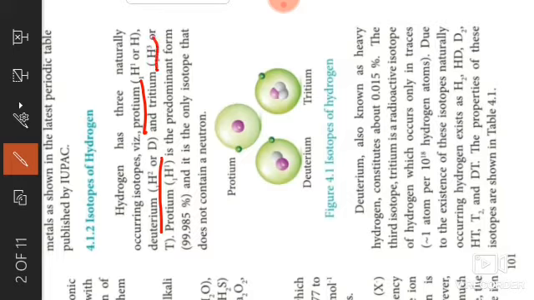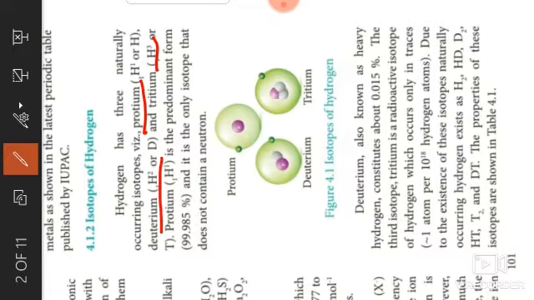Protium is the predominant form and is the only isotope that does not contain a neutron. Deuterium contains only 1 proton and only 1 neutron. Tritium contains 1 proton and 2 neutrons. Protium contains only 1 proton, no neutron. Sometimes they ask for one more: which isotope of hydrogen has no neutron present? That is protium.